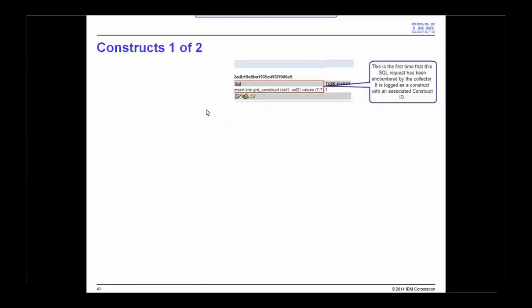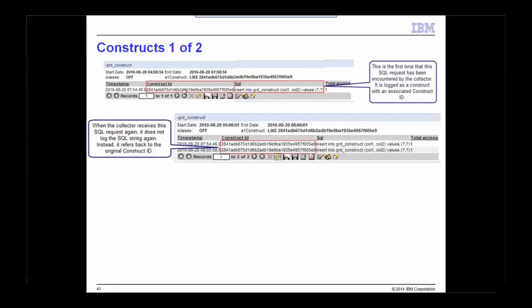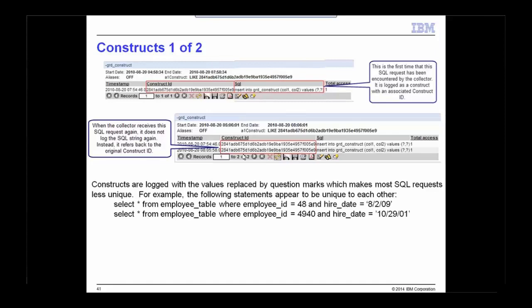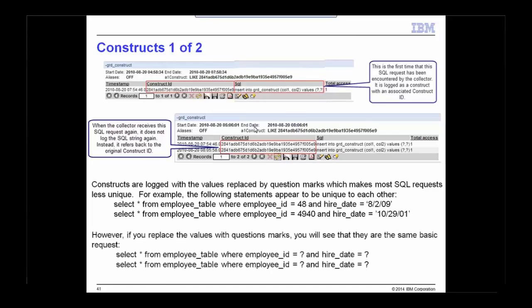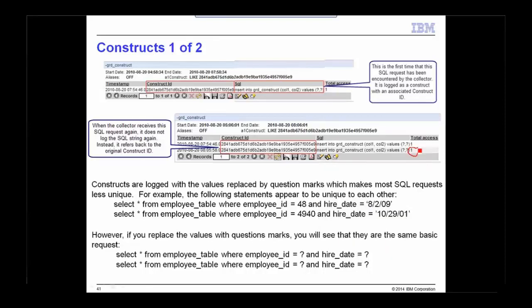What happened is the appliance saw the construct. The first time we see it, the way the Guardium system works is the construct ID is created. From here, whenever the appliance sees something similar, I don't need to save it again. The only thing I need to do is look at the access. So the total access for the SQL would be incremented. I don't need to do anything with the SQL itself.